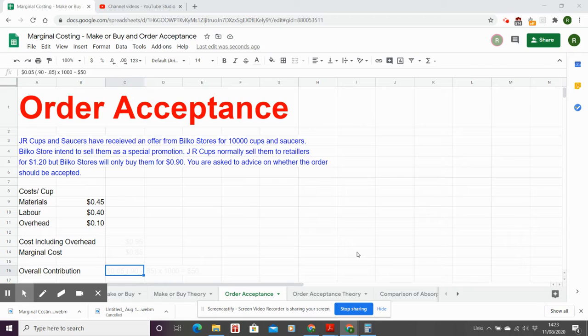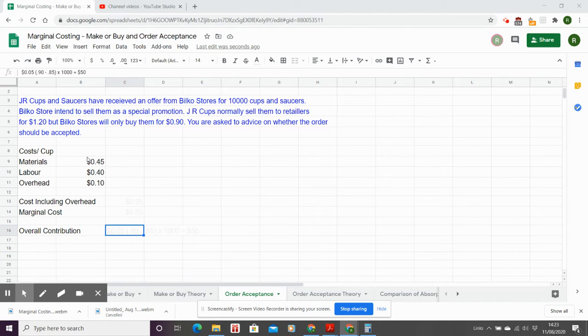And you're asked for advice on whether or not they should accept the order. You've been provided with the costs. So there's two marginal costs. Marginal cost of materials, 45 cents per cup. Marginal cost of labour is 40 cents per cup. And normally they try and absorb 10 cents of overhead.